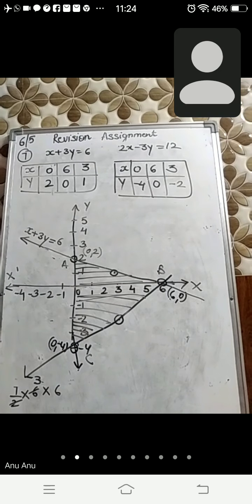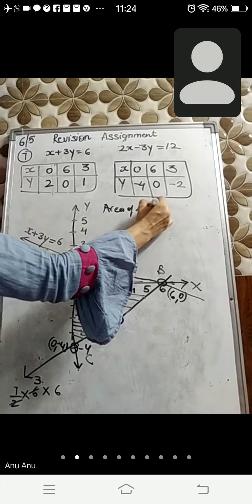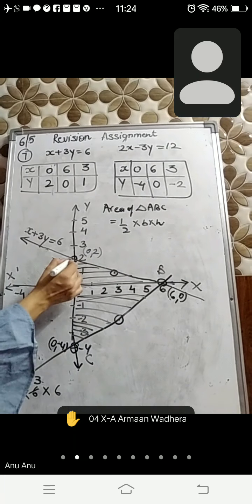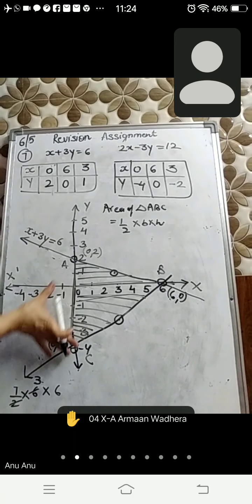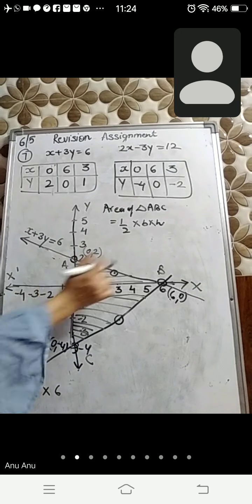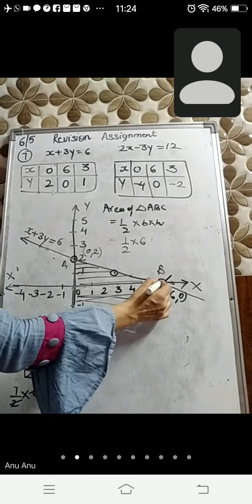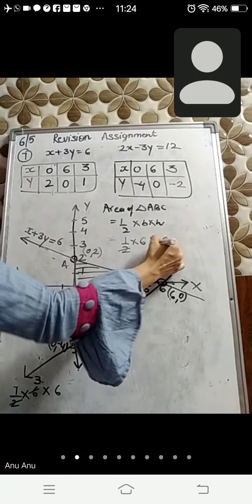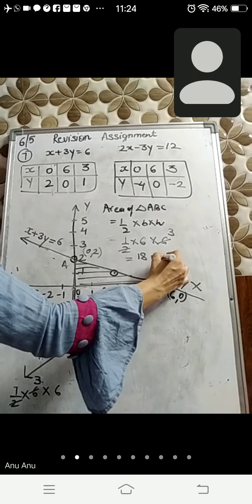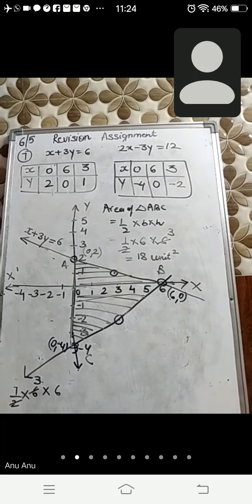How will you find the area of the triangle? Area of triangle ABC is given by half into base into height. This is the base. These are 4 boxes, these are 2 boxes, these are 4 boxes, these are 2 boxes. How many in total? 6. What is the height from here to here? 6. The answer is 18 square units. Square units, or unit square, you can write.